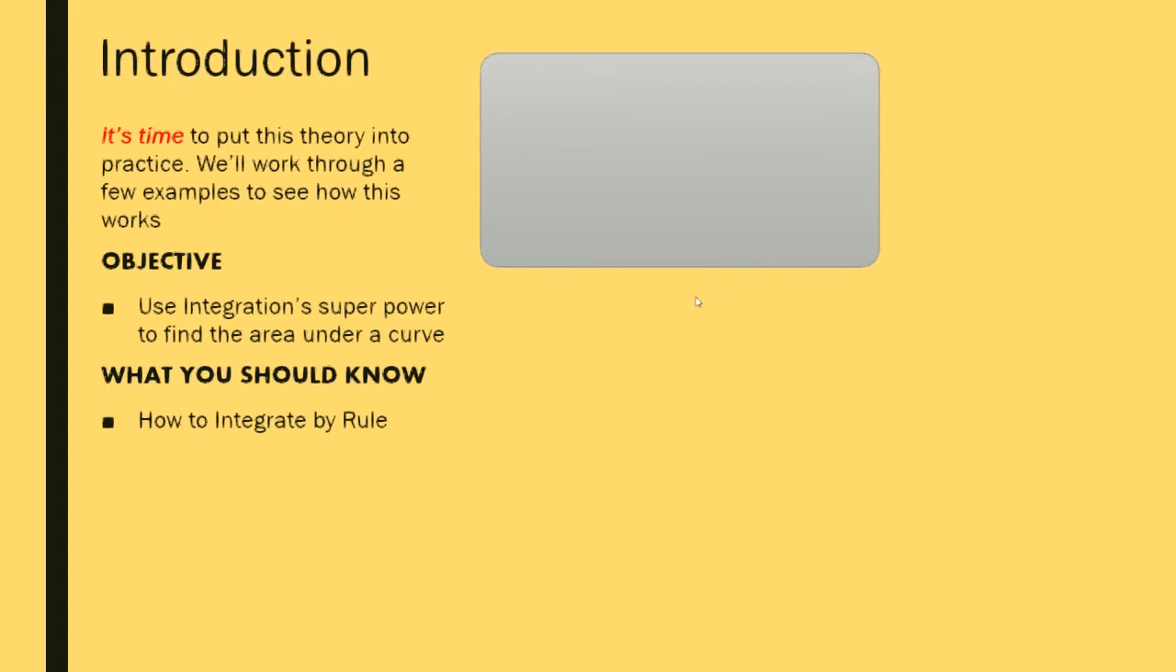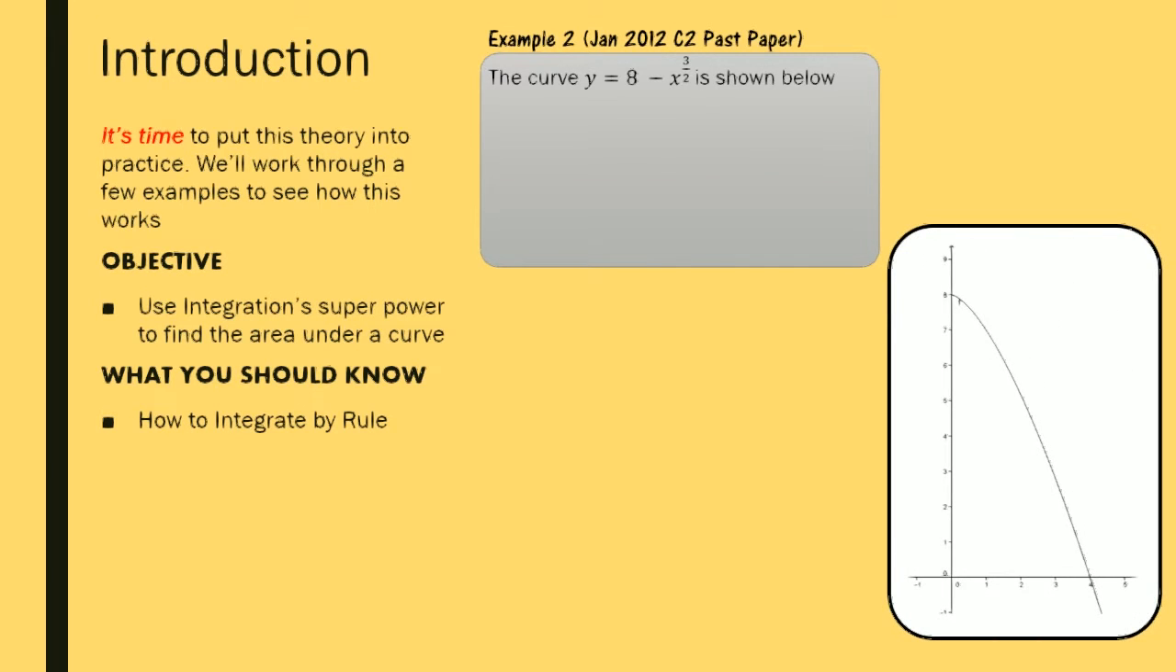So let's look at another example. Example 2 is from January 2012, say a past paper. It says the curve y equals 8 minus x to the power of 3 over 2 is shown below. And I'm going to bring it in from the side. There you go.